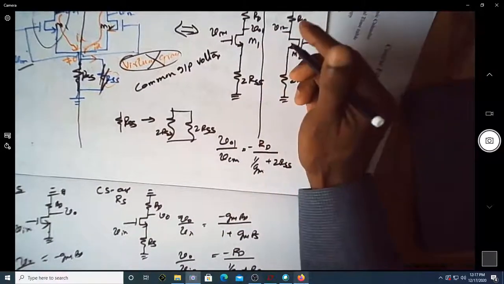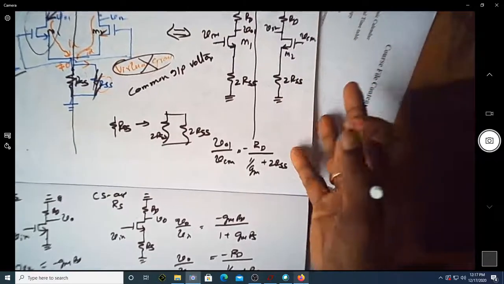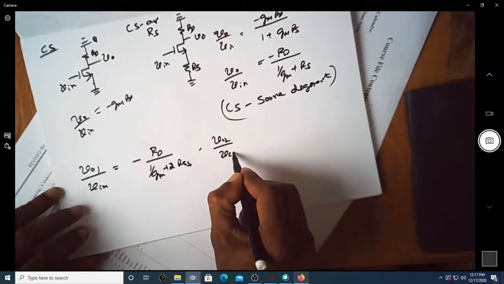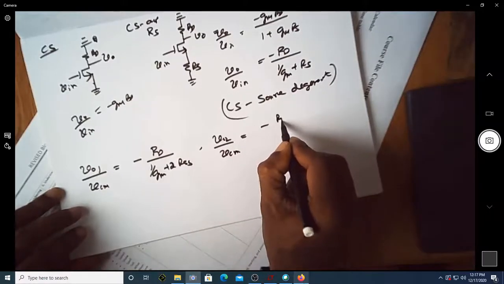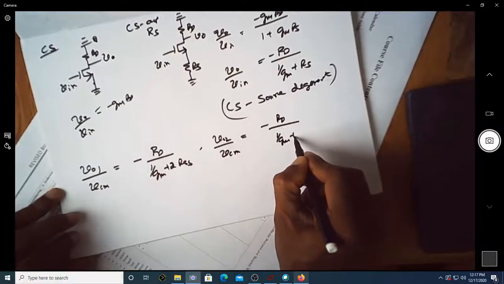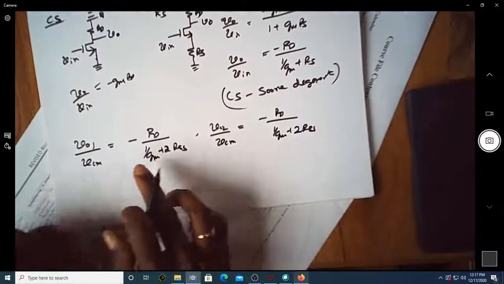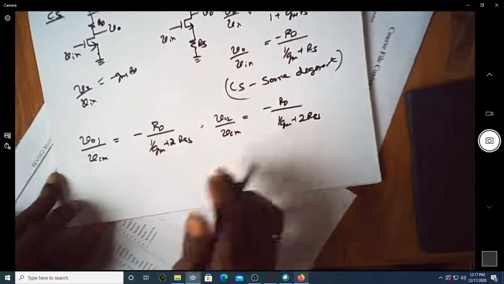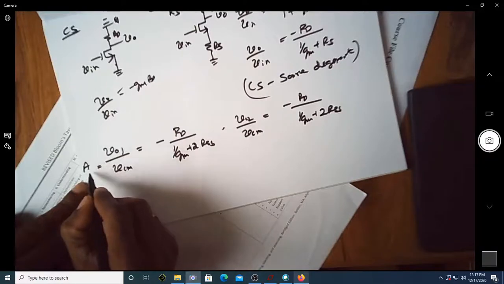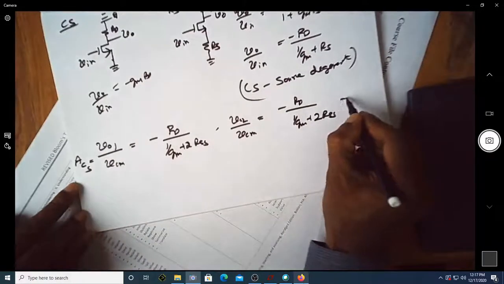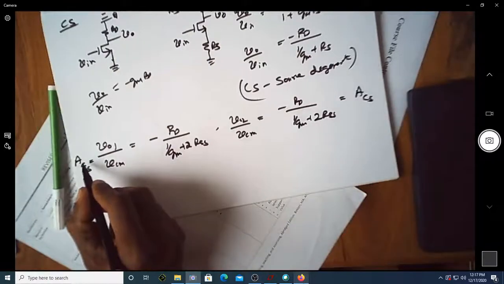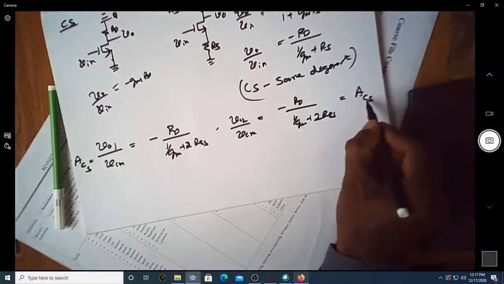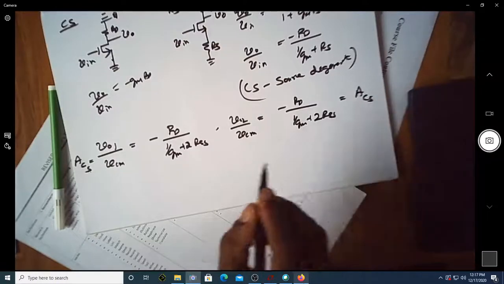How about V02 by VCM? That is also exactly the same. V02 by VCM is also equal to minus RD by (1 over gm plus 2 RSS). There is no difference between V01 by VCM and V02 by VCM. I will write it as ACS. This is again ACS. AC stands for the gain of the amplifier in common mode, single ended.